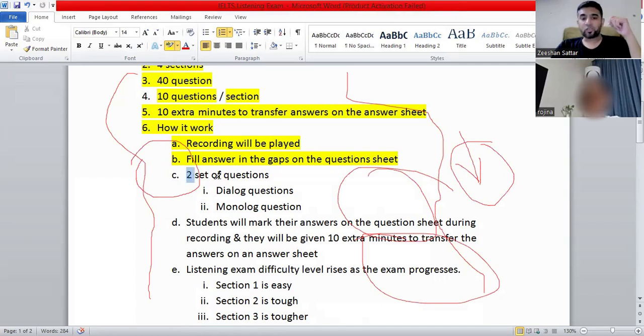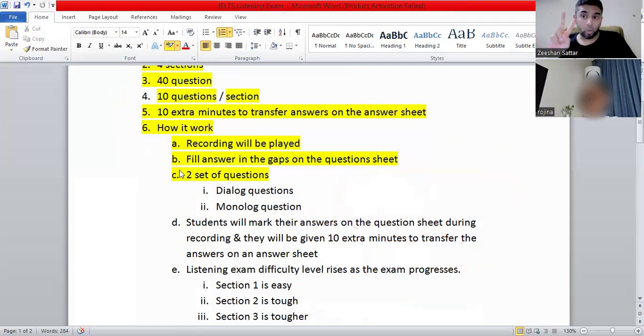So two sets of questions are normally given in the exam. What do you mean by two sets of questions? There are two different natures of questions in the IELTS listening exam. The one question type is the question in which the examiner plays two voices. So one question contains two voices. The questions which contain two voices are known as the dialogue questions, which is given here. The dialogue questions are the questions in which the recording contains two voices.